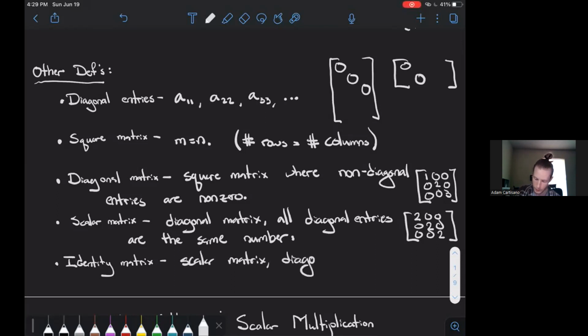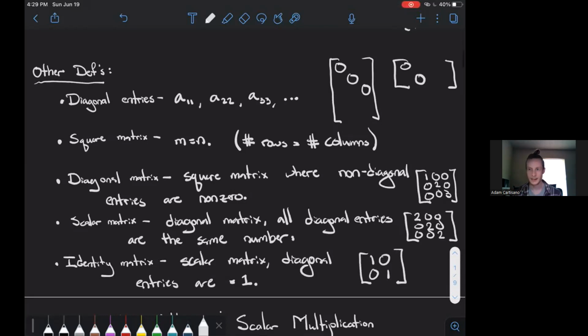A scalar matrix where the diagonal entries are 1. So let's just do a 2 by 2. 1, 0, 0, 1. Or if it was a 4 by 4, it would be 1s on the diagonal and 0s everywhere else. Yeah, it doesn't have to be 4 by 4. It could be n by n.